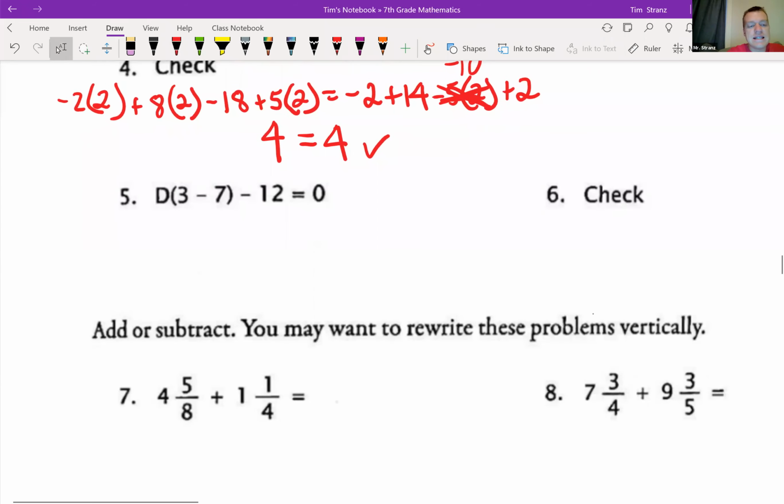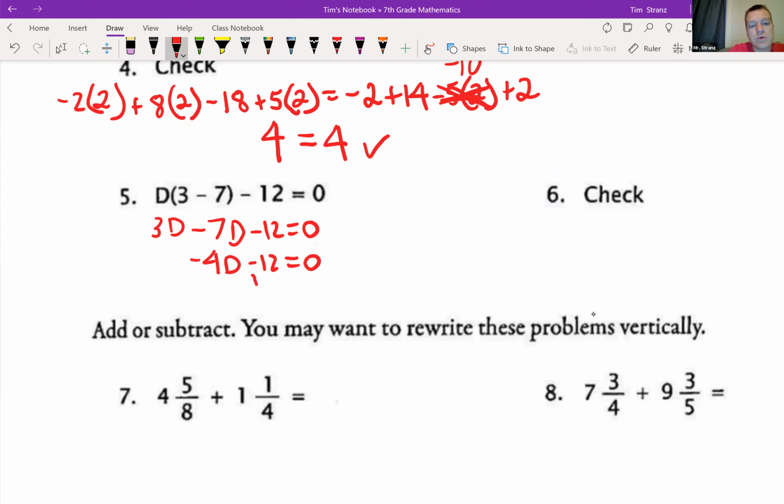All right, number 5, I need to distribute that d. So 3 times d becomes 3d minus 7 times d, 7d. I got minus 12, and that equals 0. 3d minus 7d is a negative 4d minus 12 equals 0. I need to add 12 to get rid of it. I have negative 4d equals 12. Divide by negative 4, divide by negative 4. D is a negative 3.